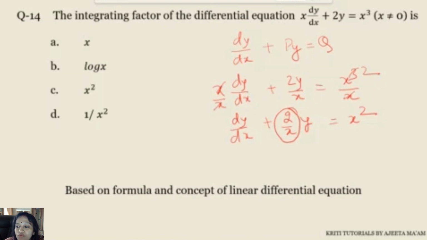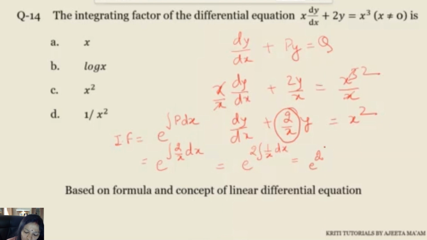Now how we will move on with this? Now we have the direct formula for finding the integrating factor. What is the formula for integrating factor? The formula for integrating factor is e raised to integral of p dx. Now, exponential integral of 2 upon x dx. Now, 2 is constant, we can take it out. So, 1 upon x. What is the integration of 1 upon x? Integration of 1 upon x is log x.